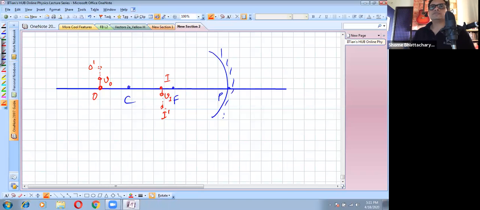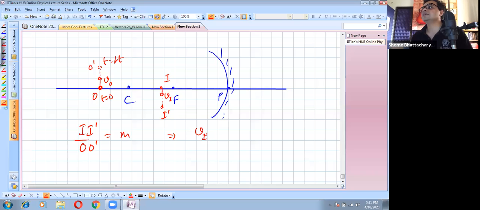Now we know that if this was an extended object, then the image size divided by the object size is nothing but the magnification with sign convention also. So if this is moved from time t equal to 0 to t equal to delta t, and this is also moved in that same time, then you can see that it is basically v of the image into delta t divided by v of the object into delta t. So it's the same.